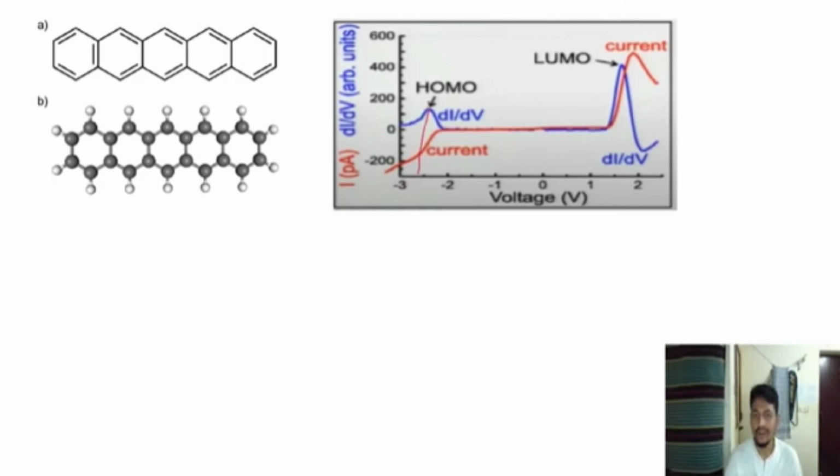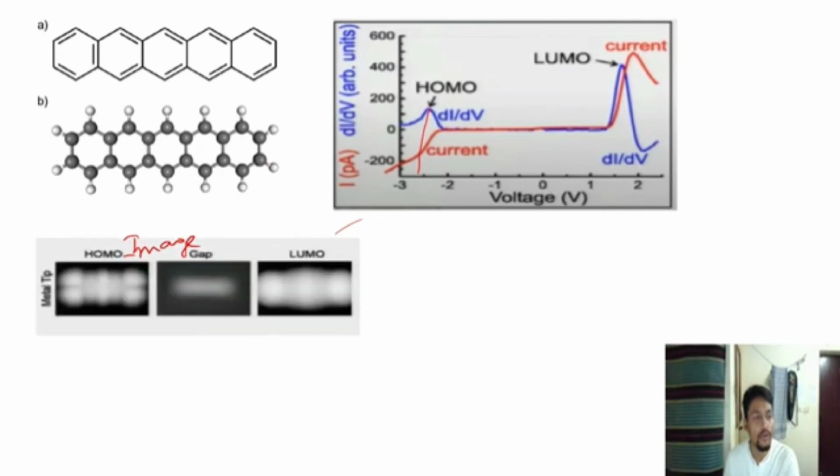But now if we try to image, one in the positive bias case and one in the negative bias case. In the case of positive bias, everything is happening from the LUMO, electrons are coming to the LUMO, and in negative bias the electrons are going from the HOMO. So this is the image. This is in negative bias, this is neutral, and this is in positive bias. So you can see a picture.